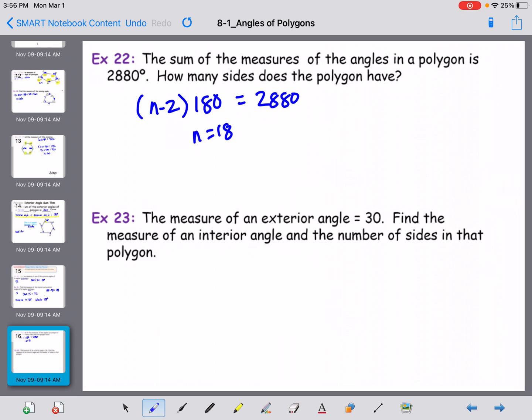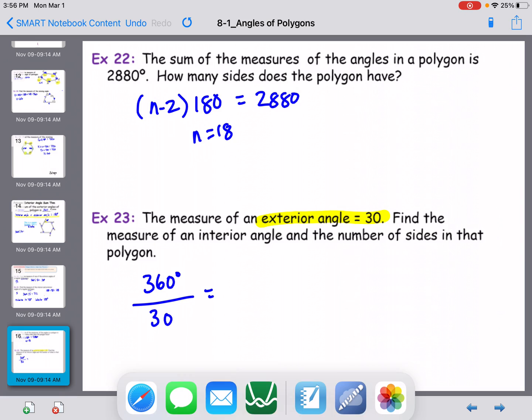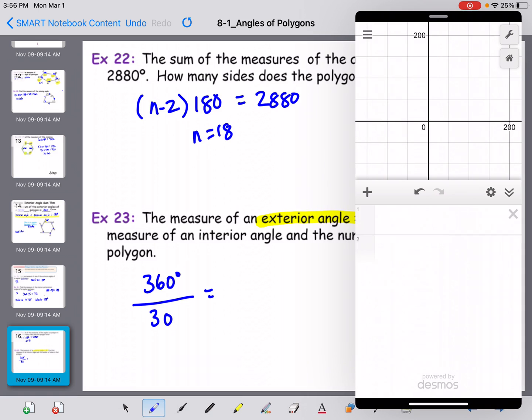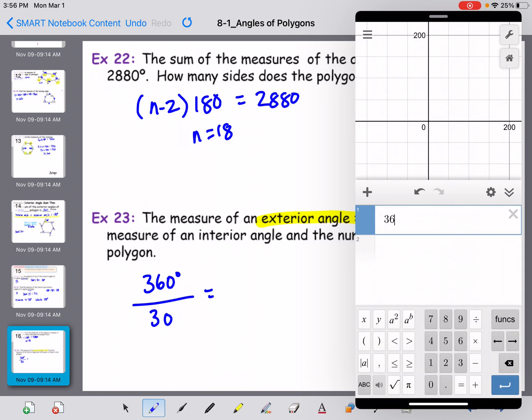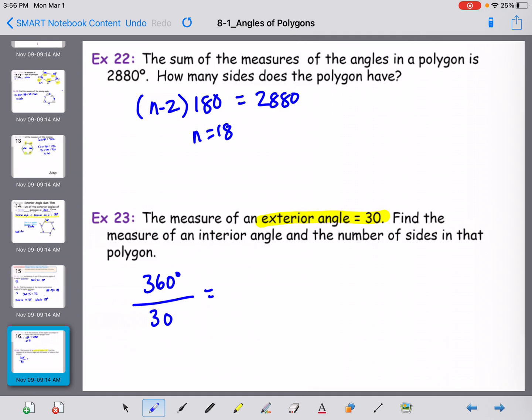Last example. The measure of an exterior angle is 30 degrees. Find the measure of an interior angle and the number of sides in that polygon. Okay. Exterior angle. So when we talked about exterior, we used 360. 360 divided by 30 would tell me how many sides it has. It's 12 sides.